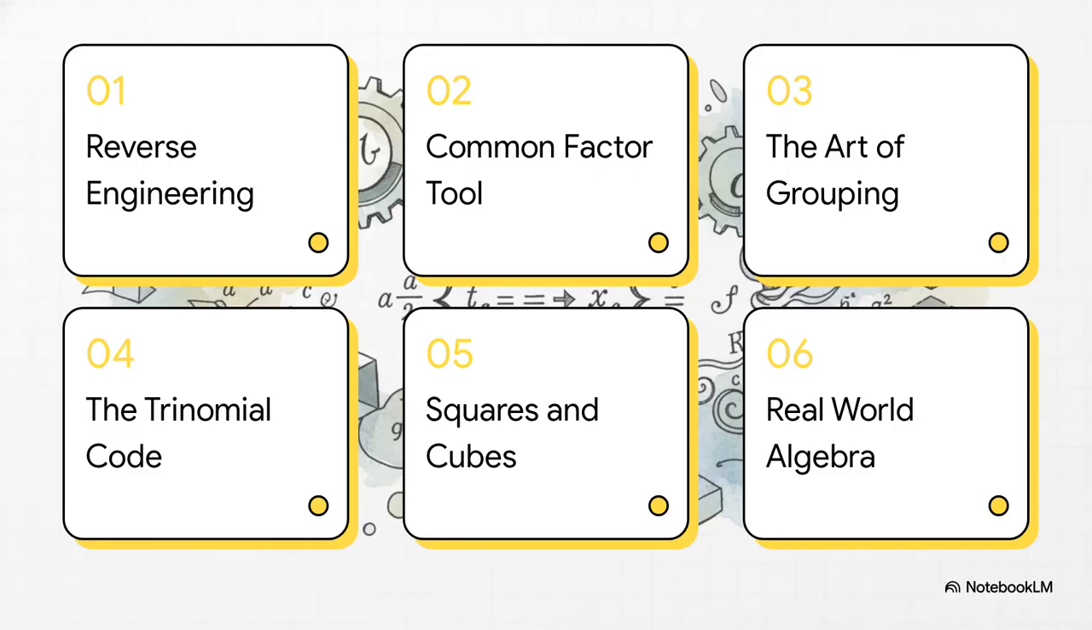Here's our 6-step roadmap for today. 1. Reverse engineering algebraic equations. 2. The common factor tool. 3. The art of grouping. 4. Cracking the trinomial code. 5. Mastering squares and cubes. And finally, 6. Algebra in the real world.